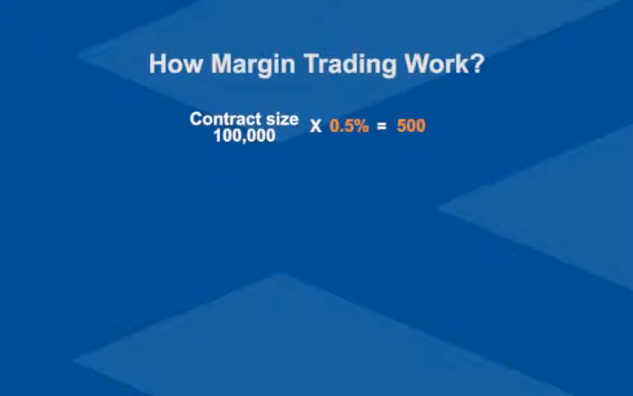In margin trading, you're making profits out of the movements of the $100,000 and not out of the movements of the $500. On a positive outlook, if the $100,000 contract appreciates, then you will make money. If it appreciates by $10,000, you will make $10,000.